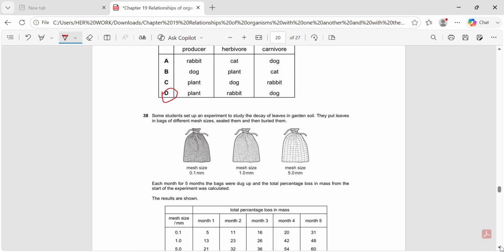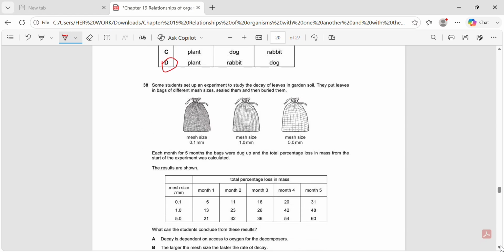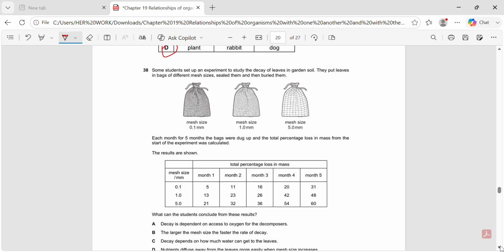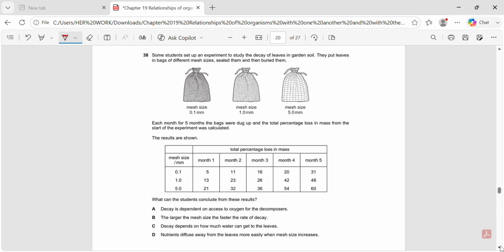The next question describes an experiment where students placed leaves in bags with different mesh sizes and measured the percentage loss in mass over 5 months. This question asks, what can the students conclude from these results? If you observe the results carefully, the bags with the largest mesh size consistently show the greatest loss in mass. Larger mesh sizes allow more decomposers, such as insects and other organisms, to reach the leaves, increasing the rate of decomposition. So, B is the correct answer because the larger the mesh size, the faster the rate of decay.